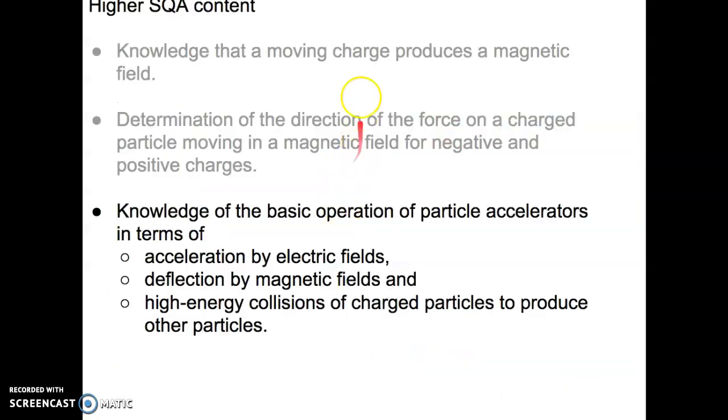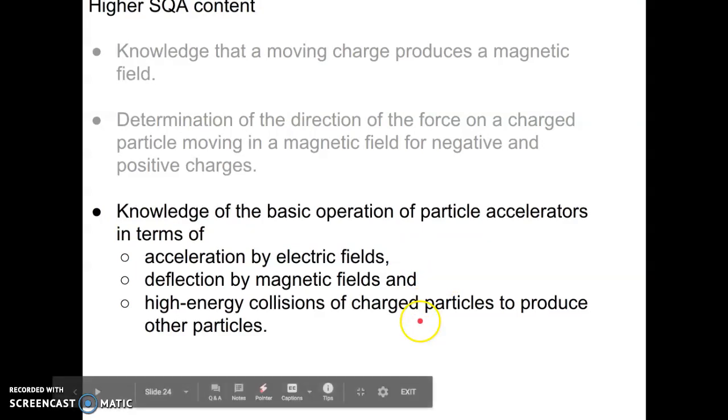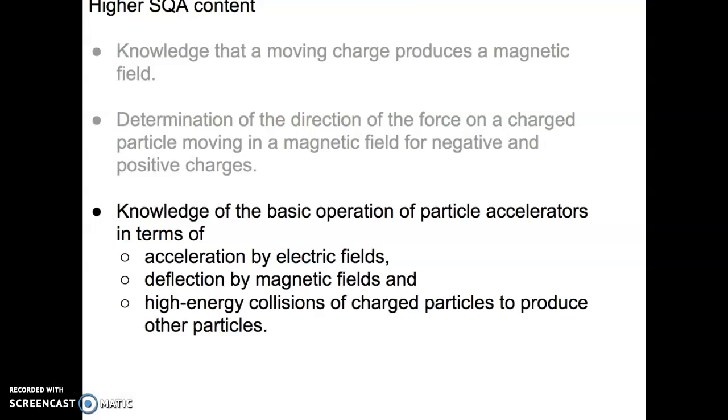So in terms of content, we covered those 2 last week in terms of the magnetic field you get from a moving charge and the direction of the force on a charged particle. What we've done today is the basic operation, and it is just the basic operation of particle accelerators. The electric fields accelerate, increasing the speed and the energy. The magnetic fields contain and keep it in a circle until it goes off to find the target. And it's the high energy collisions which actually produce other particles and give us a real idea of what matter is actually made of.